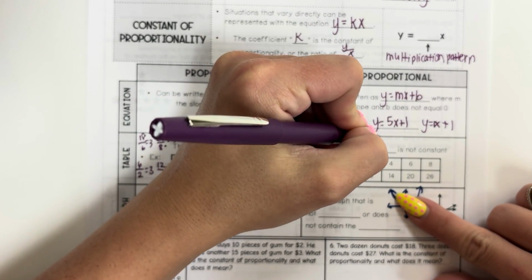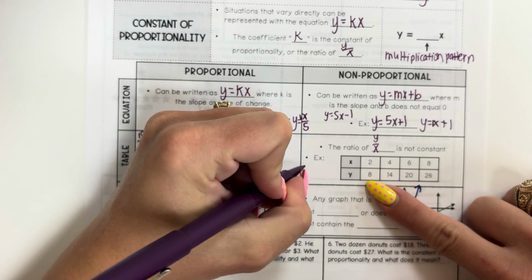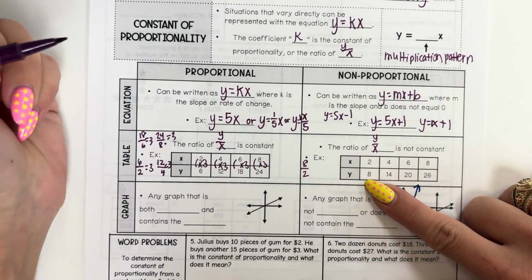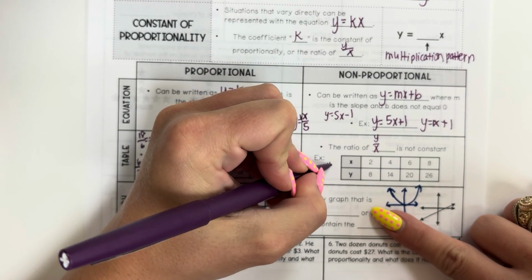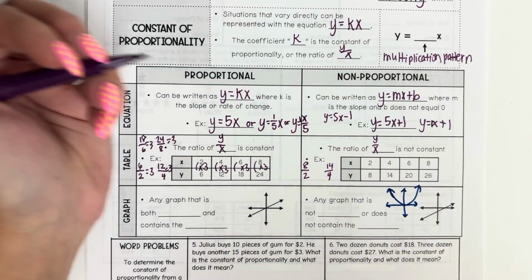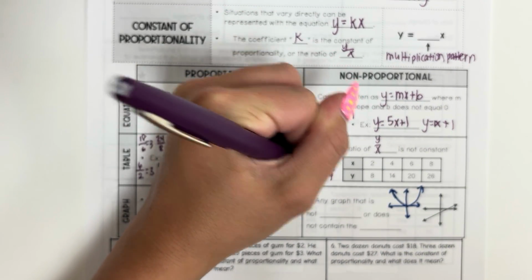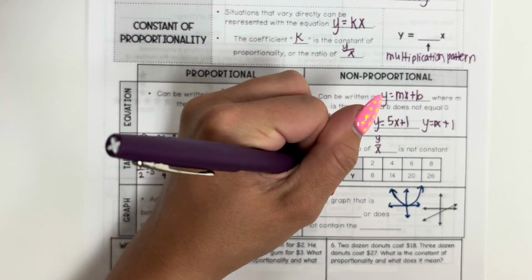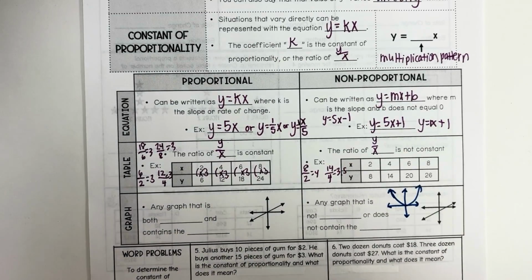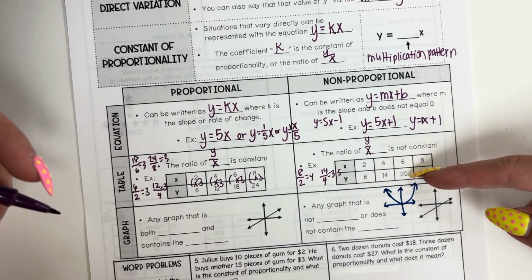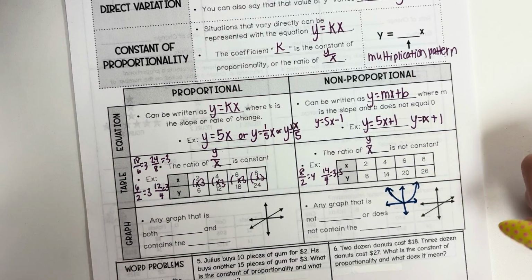Again, that ratio of y over x. If I take 8 over 2, that does not give me the same thing as if I take 14 over 4. 8 over 2 is 4. But 14 over 4 would be 3.5. So they're different numbers. It is not a constant ratio. So that's non-proportional. This one has a pattern. This one does not have that multiplication pattern.